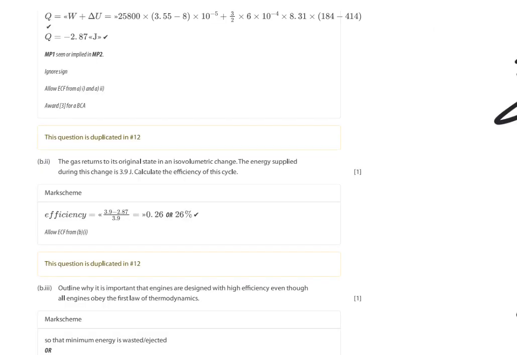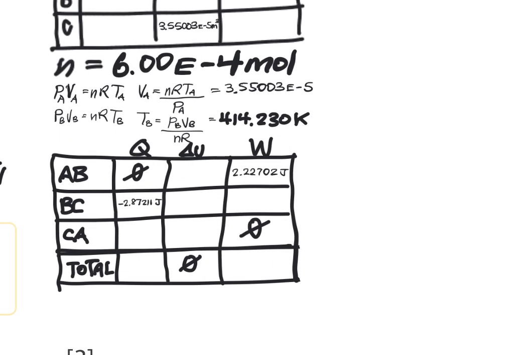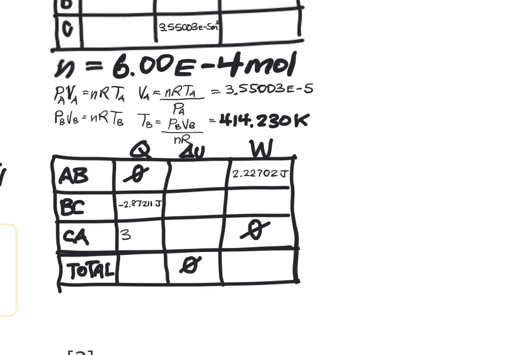And then in the last part, BII, it says the gas is returned to original state in an isovolumetric change, which means that the volume doesn't change, so there's no work done. Energy supplied is 3.9 joules. Isovolumetric, so there's no work being done there. It said there's 3.9 joules of heat being inputted into the system, and it wants the efficiency.